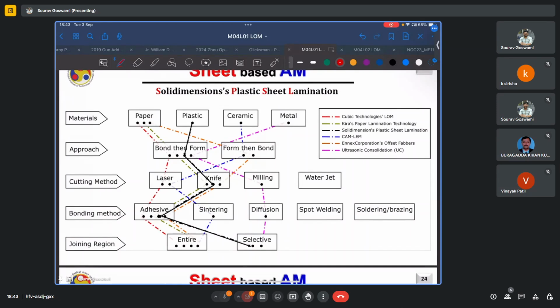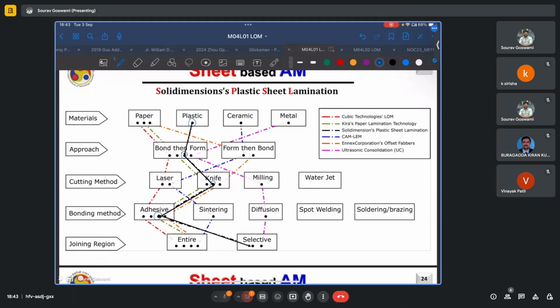Next, we have this plastic sheet as a raw material, and the technology is called solid dimensions plastic sheet lamination. The subsystems are illustrated here. So the raw material is plastic. The approach remains bond and then form. Cutting method again uses a knife.